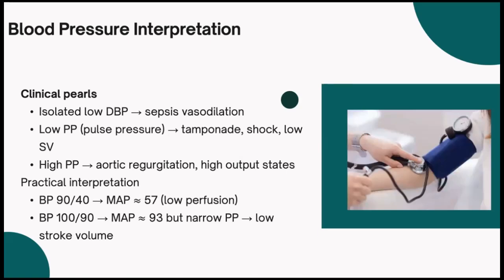So another important thing is, again, the blood pressures. Let's say, for example, if you have isolated low diastolic blood pressure, it could be sepsis and vasodilatation. The commonest example is your amputations that you take into the theater. Low pulse pressures like tamponade shock, low stroke volumes, and high pulse pressures like aortic regurgitation, high output states. So if you look at this sort of mean arterial pressure, it shows that there is low perfusion. And if the mean arterial pressure is 93 but narrow pulse pressure, again, you can say there is low stroke volume even at this blood pressure, because the narrow pulse pressure is shown as 100 by 90, the difference is only 10.